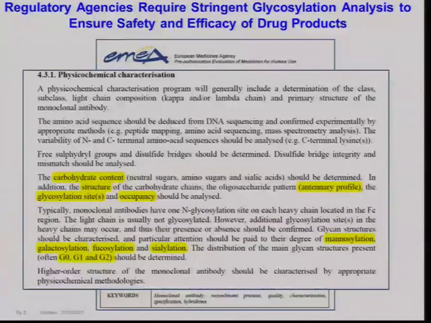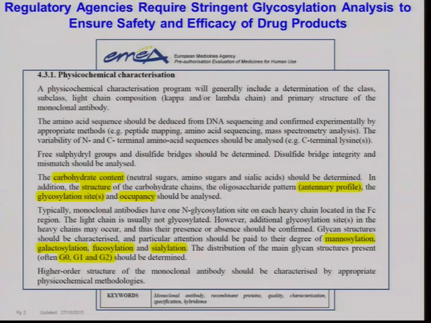You have to describe the carbohydrate content, so the neutral sugars, the amino sugars, the sialic acids, for example, and also the structure of the carbohydrate chains, so not just a monosaccharide analysis, because believe it or not, a lot of legacy products, that's their glycoanalytics, just a monosaccharide analysis. You have to be able to give the oligosaccharide pattern, which they call the antennary profile. You have to look at the glycosylation sites, and then more and more they're asking you to do specific site analysis and site occupancy studies.